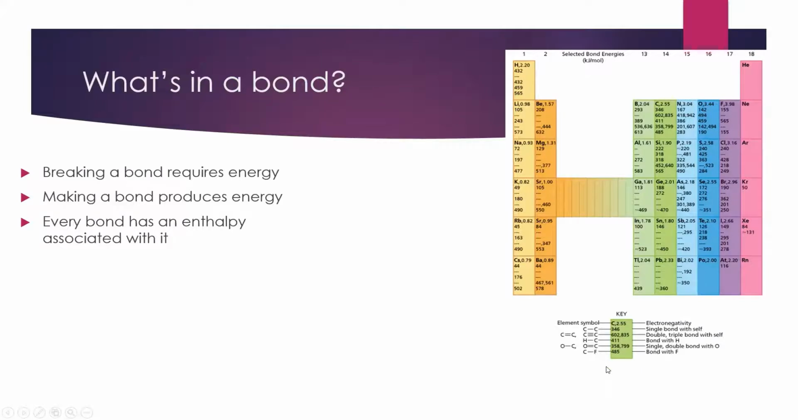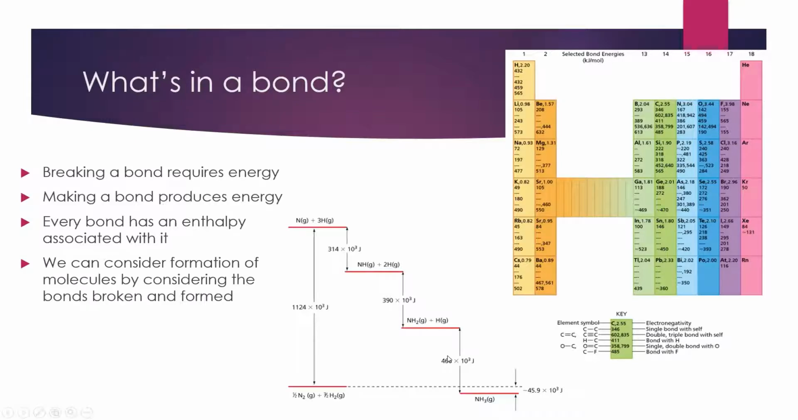And you can see that there's all this different variety of bond energies or enthalpies. If we want to know how a process occurs, we can simply add up the number of molecules broken and formed. So let's look at this example here. We have the formation of ammonia.